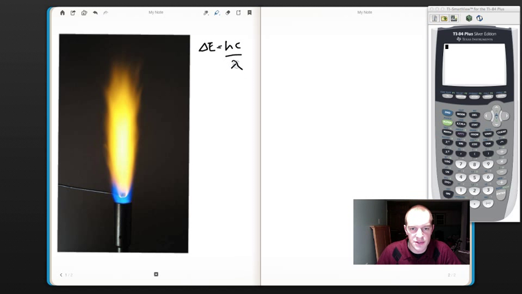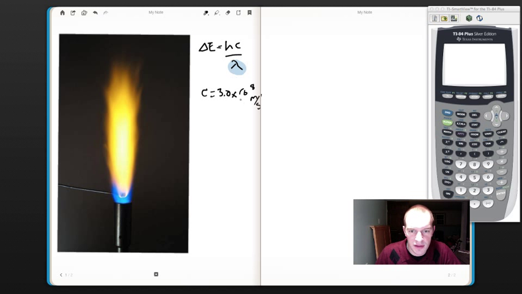Now, a couple things we also need to remember. We need to have agreement. So when we're talking about the speed of light, c is equal to 3.0 times 10 to the 8th meters per second.